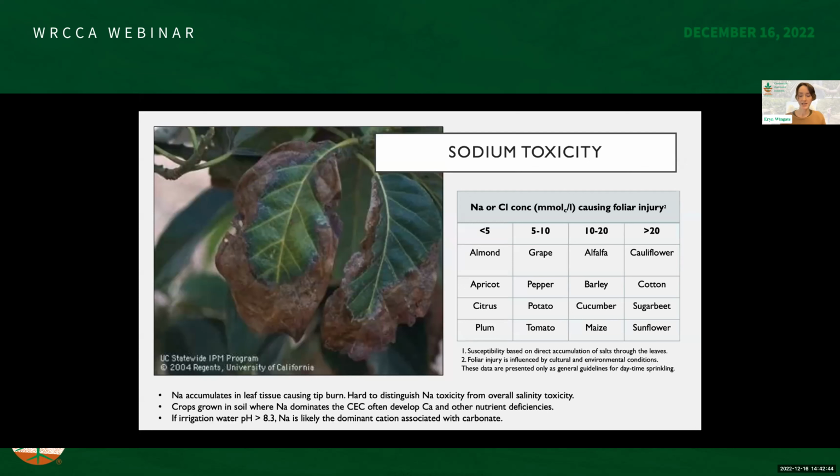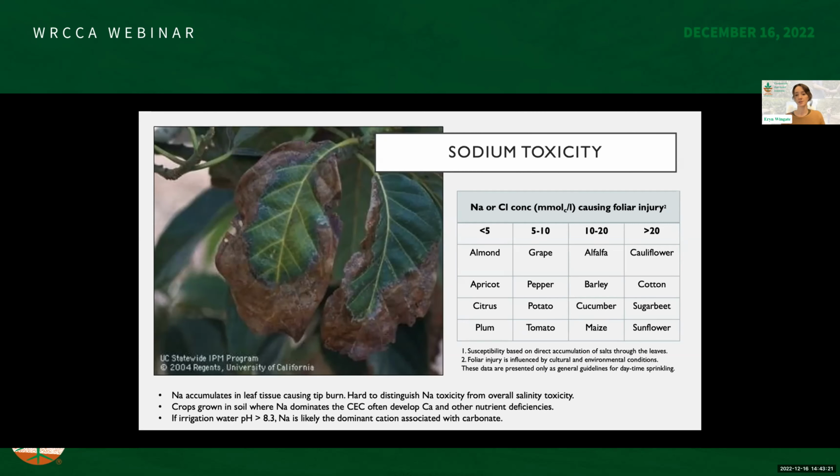So sodium toxicity is also a big issue if you're using sprinkler irrigation, where you can get foliar injury. This is a chart showing how different crops have different sensitivities to sodium or chloride in the irrigation water. Sodium accumulates in the leaf tissue, which causes tip burn, and it is hard to distinguish sodium toxicity specifically from chloride toxicity or just an overall high EC.